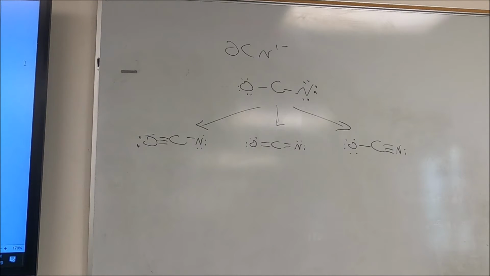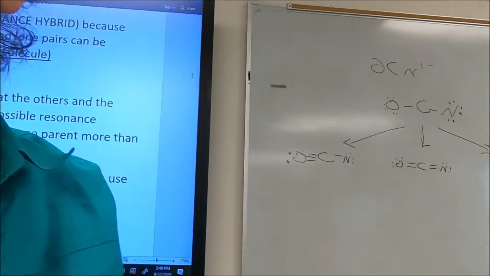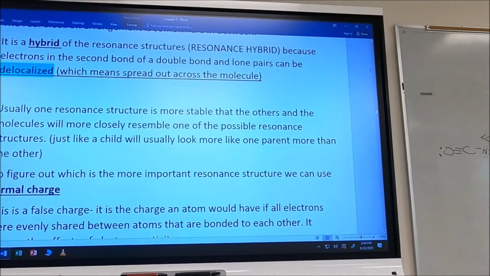Now, in the resonance hybrid, electrons in that second bond or third bond can be delocalized, the smearing. Okay? And of the different resonance structures, the possible ways to draw the Lewis dot structure, there's usually one that is better and will most closely resemble the molecule that we end up with. To help us figure out which one is the better choice, we're going to use formal charge. Okay, so let's talk about formal charge and then we're going to do formal charge.